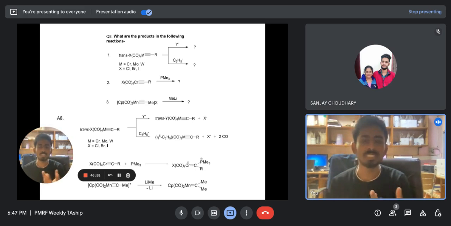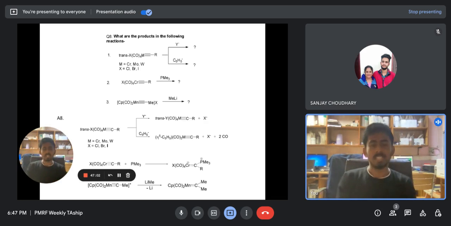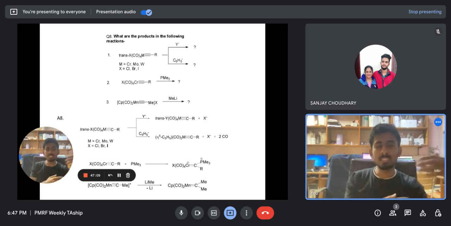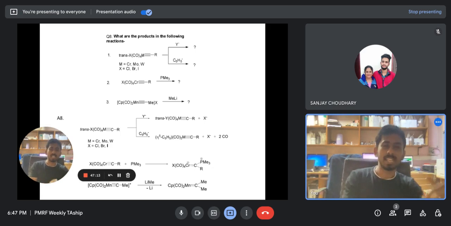Cp minus is actually a 6 electron donor ligand, and it is also negatively charged. In the η1 manner, it can donate 2 electrons. In the η3 manner, it can donate 4 electrons. And in the η5 manner, it can donate 6 electrons.